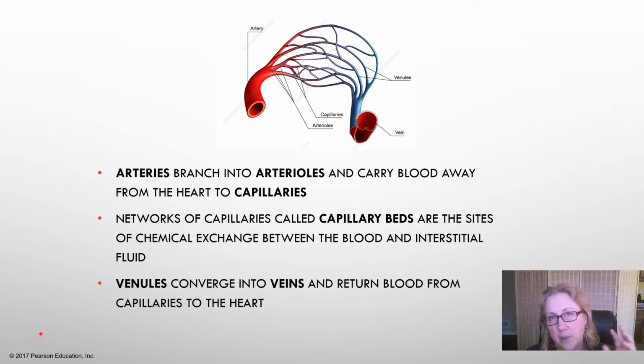Arteries are carrying blood away from the heart. Arteries branch into smaller vessels called arterioles, and then finally into capillaries. And capillaries are where the gas exchange and exchange of waste and nutrients is occurring.